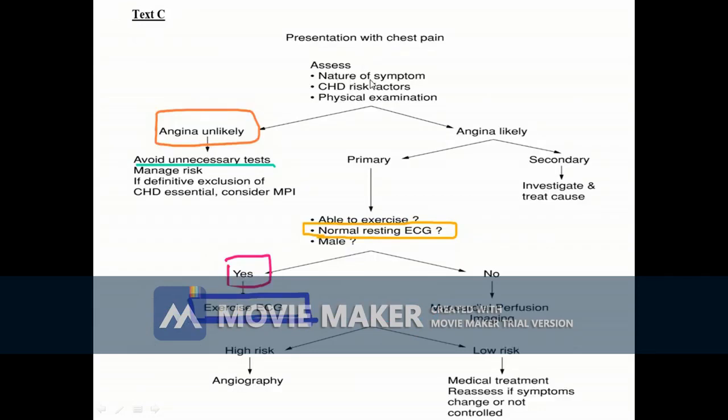Okay, then we will move to text C. Presentation with chest pain: assess nature of symptoms, CHD risk factors, physical examination. If angina is unlikely, avoid unnecessary tests.